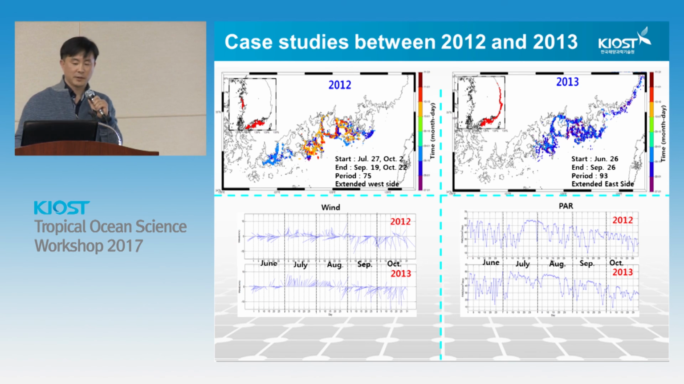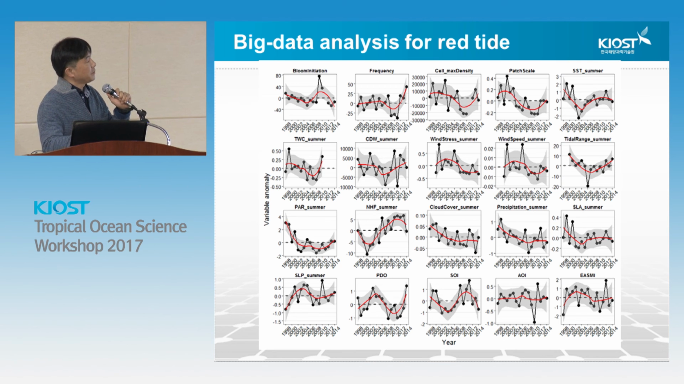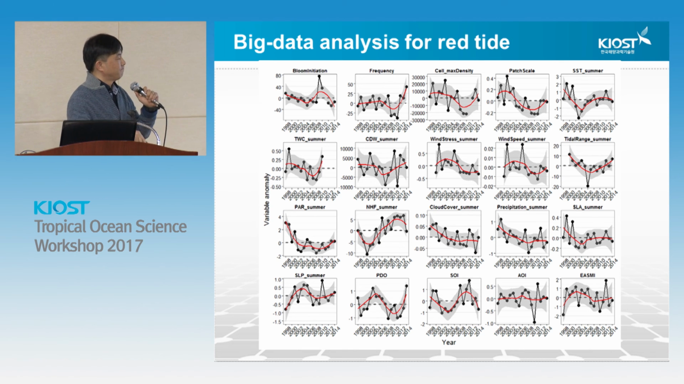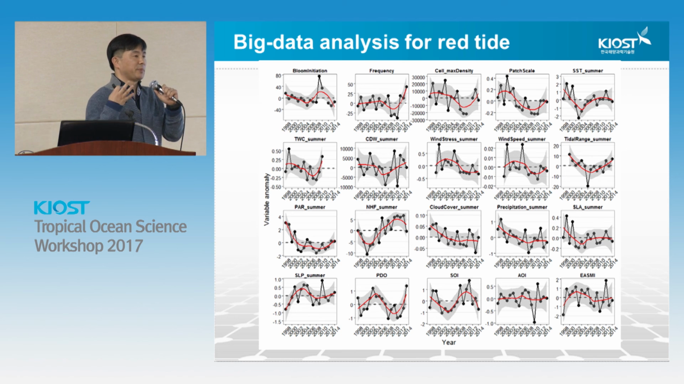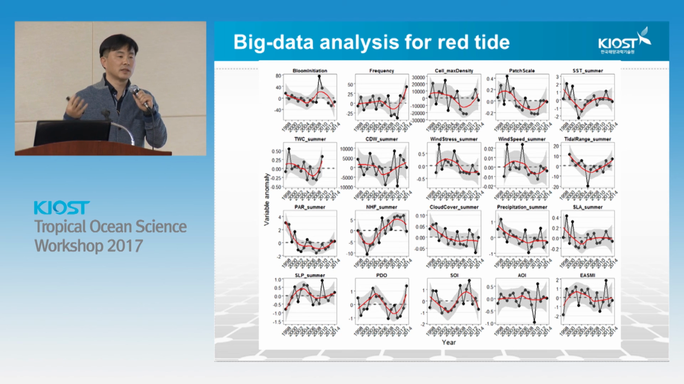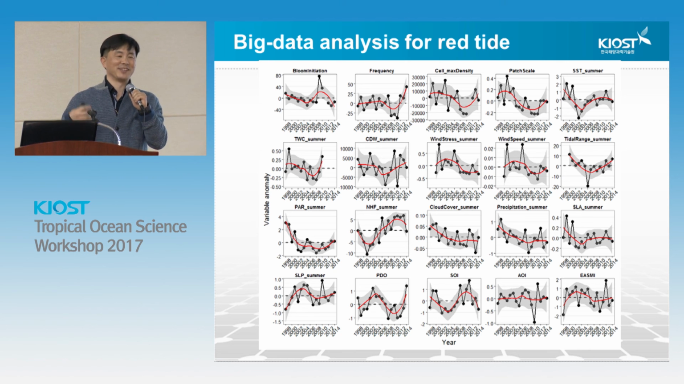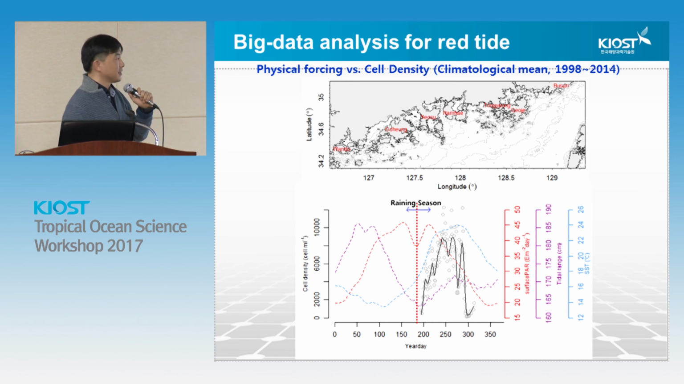Maybe there are lots of control factors, but in this very simple case, you get lots of data: cell density, sea surface temperature, wind direction, wind speed, or some climate index we gathered, so a big data set. So we have some long time series analysis. We are trying to understand the physical forcing factor, but with such a long data set it is very, very difficult to understand. So anyway, we make this very simple relationship between the red tide occurrence and the physical forcing factor.